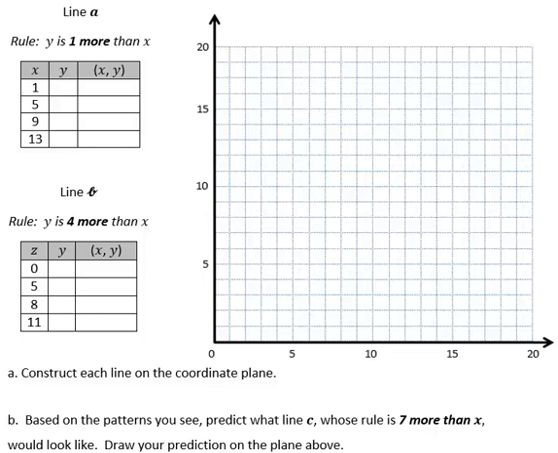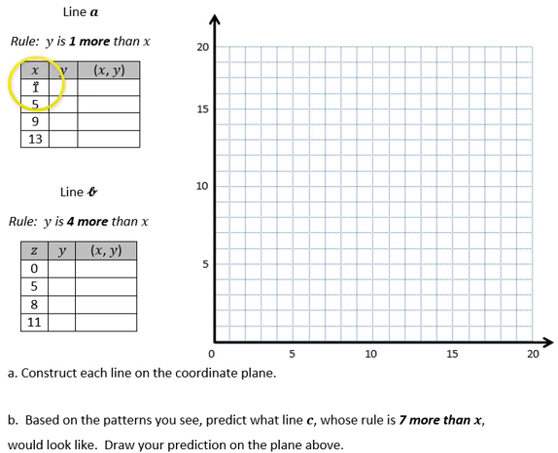This tutorial is for 5th grade, Module 6, Lesson 9. In this lesson, we're going to continue to look at patterns on the coordinate plane. The first direction is to follow the stated rule to create ordered pairs and then plot those pairs on the coordinate plane. So for my first chart, it says the rule is y is 1 more than x.